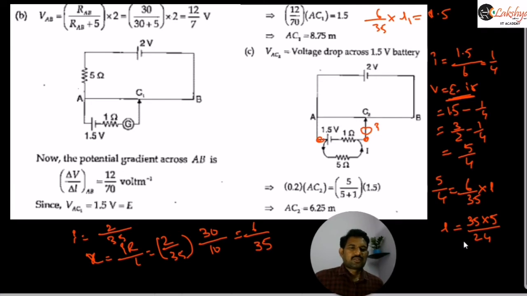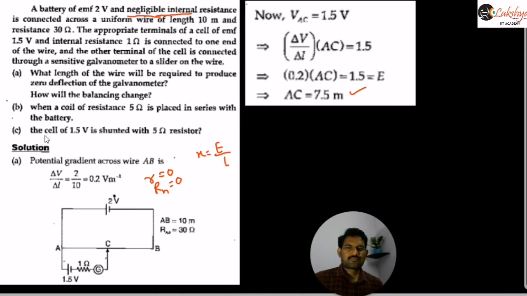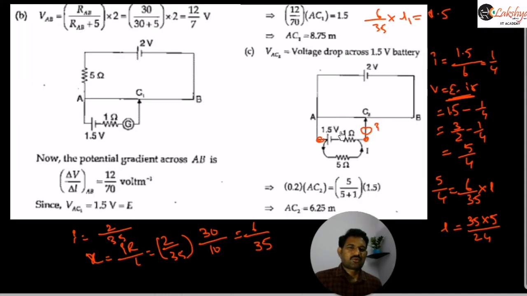So this is the balancing length, but actually, just a minute, let us go back to the question. In part C, read this question here. This 5 ohms is in series only in part B. So in part C, the same 5 ohms we are connecting in parallel. So our calculation is wrong here, because the series 5 ohm resistance is not there, but we are calculating according to it.